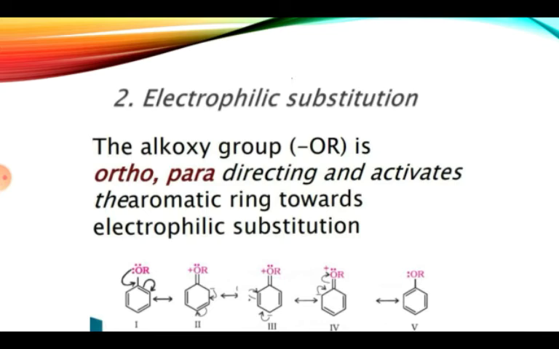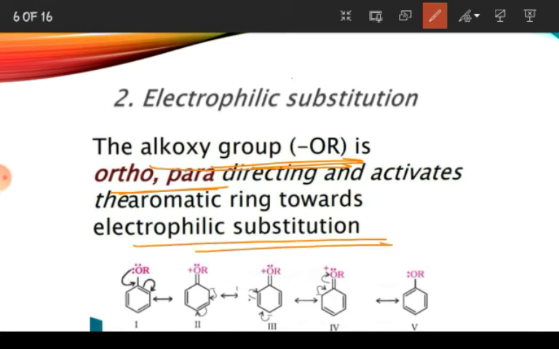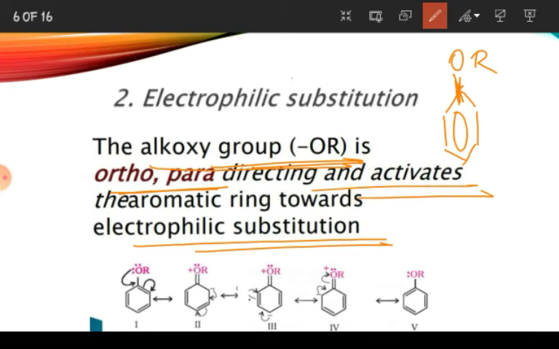Now, for electrophilic substitution reactions, what you need to remember is that the alkoxy group, known as OR, is ortho and para directing and activates the aromatic ring towards electrophilic substitution. What we are discussing in this case are alkyl aryl ethers. This alkoxy group is activating. It activates the ring and directs the incoming group to the ortho or para position.